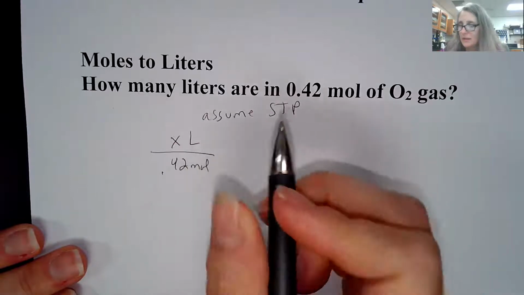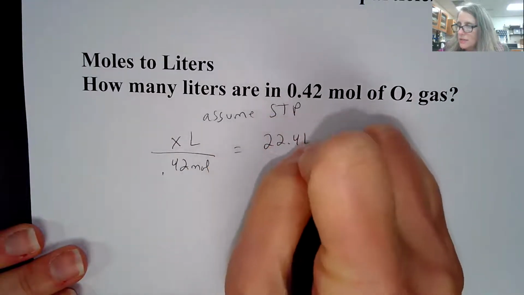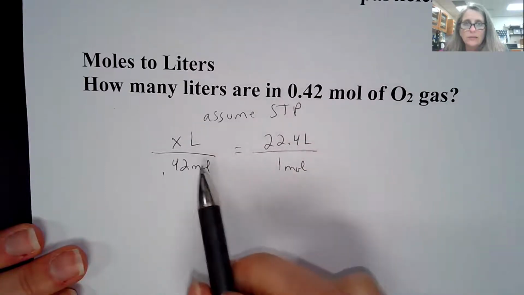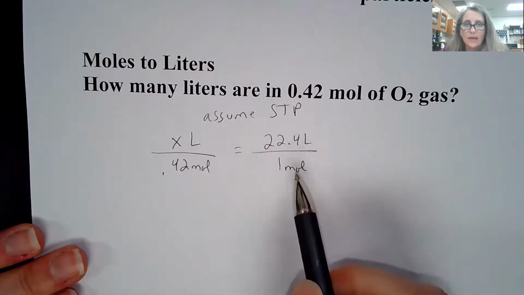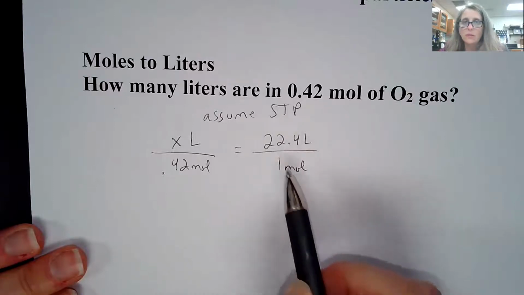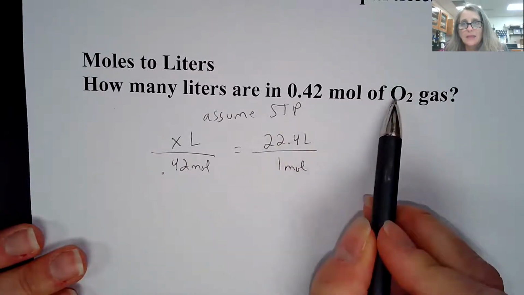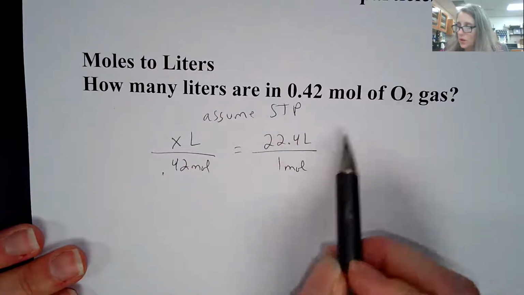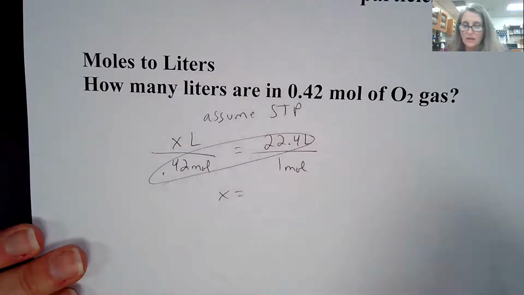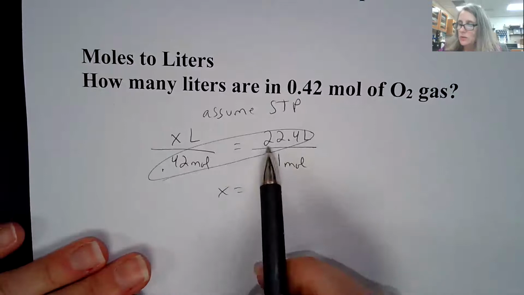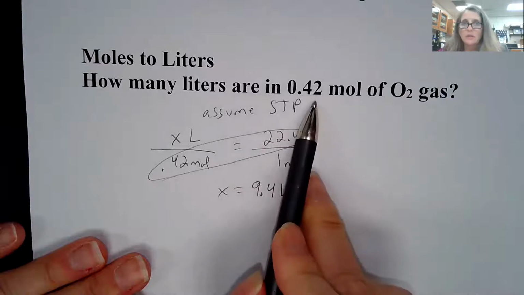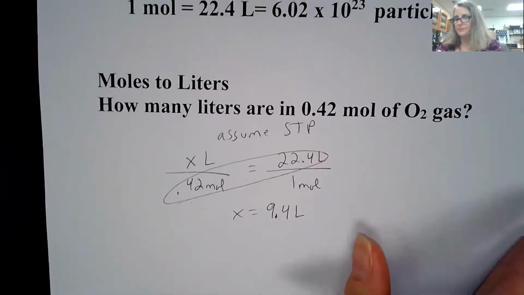You could put moles on top and liters on the bottom, as long as your other relationship over here is the same. So if you want to put 1 mole on top and 22.4 liters on the bottom, that's okay. So again, this is going to be your constant, just like 6.02 times 10 to the 23rd, or its molar mass. But because this is a gas, it doesn't matter what gas it happens to be, you're always going to have the same setup. So when you take 22.4 times 0.42, you get about 9.4 liters. And again, I have 2 significant digits for that.